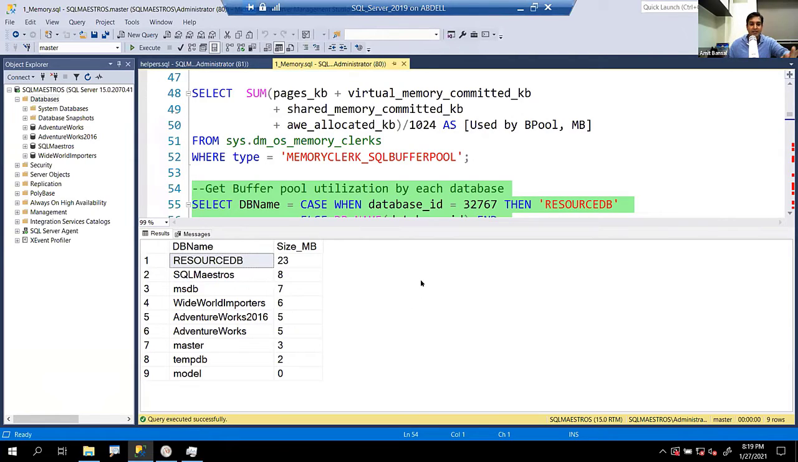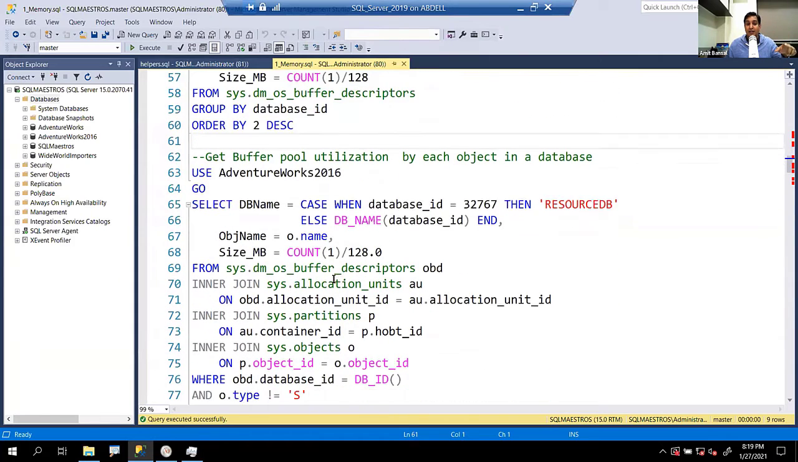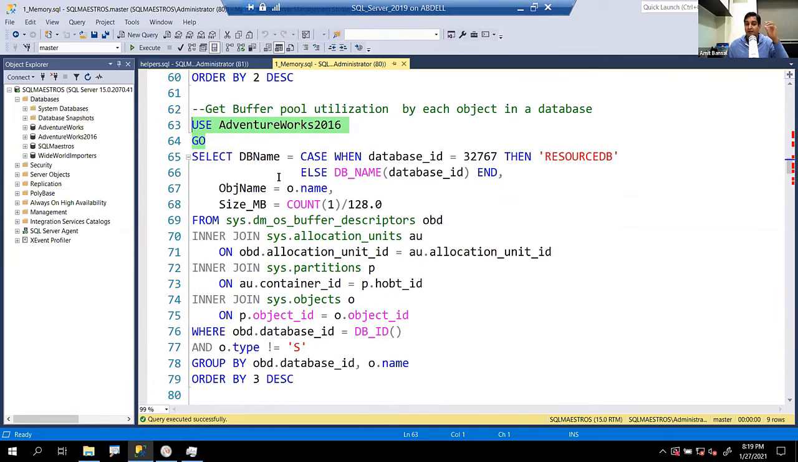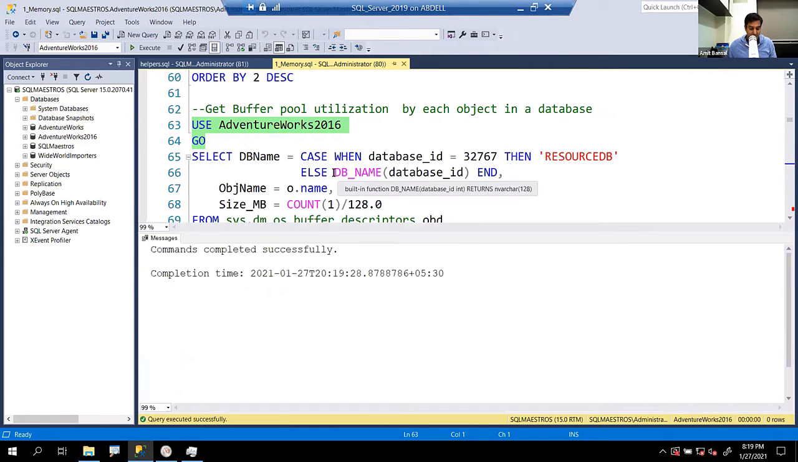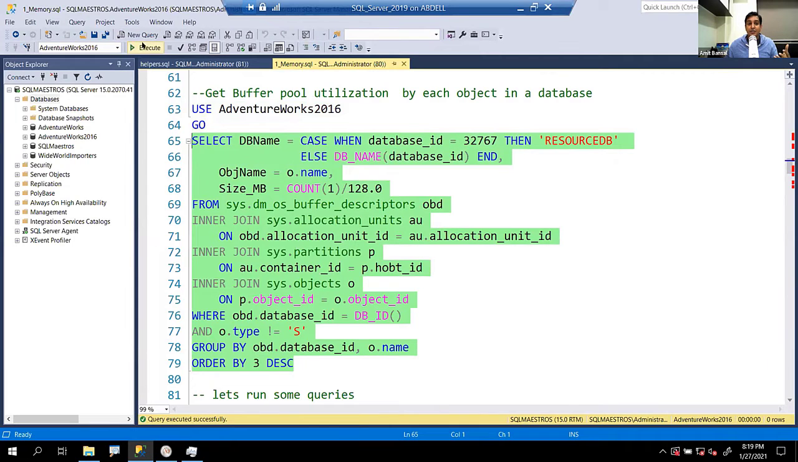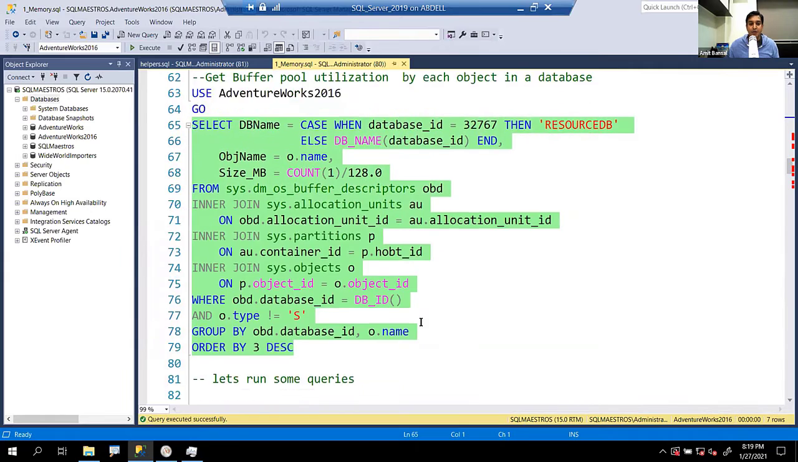At this point, you can see that everything is sitting quite quiescent. You have the hidden resource DB with 23 MB, but nothing much up. Not only that, let's take AdventureWorks 2016 as an example. For AdventureWorks 2016, which tables are consuming the maximum amount of memory, or in other words, have their data pages in memory? And you can see, again, quite quiescent. Now let's run some queries.